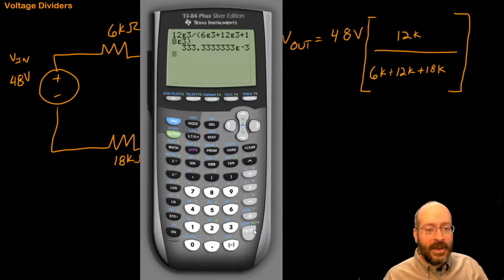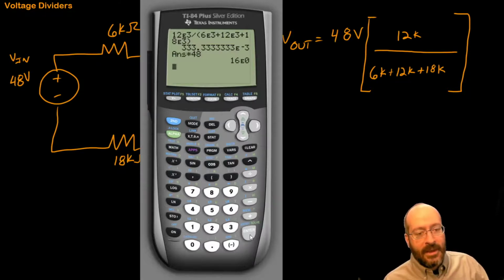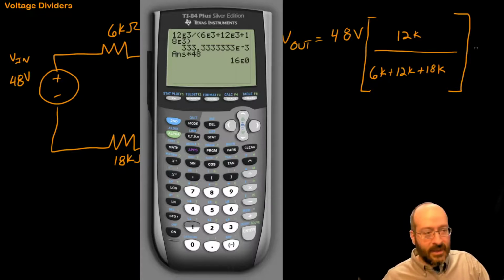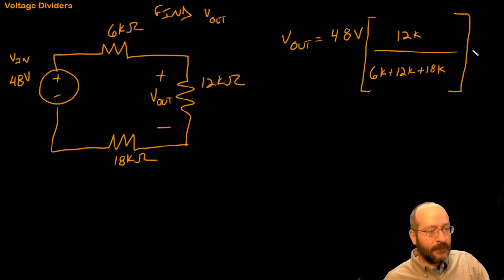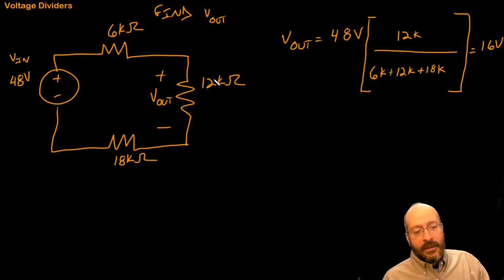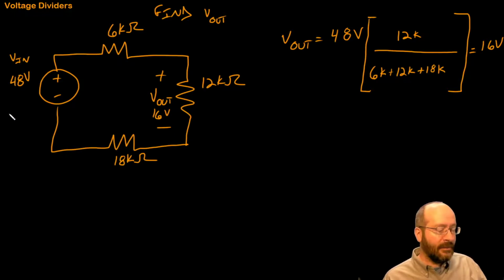Okay, and we get 300, and we get exactly a third. So we're going to get a third of 48, and that's 16. So here we're going to have 16 volts. Can I squeeze it in there? Just barely. It's perfect, right on the edge of my pad. Okay, so this is 16 volts. 12K is 1/3 of the total resistance, and 16 is 1/3 of that voltage.